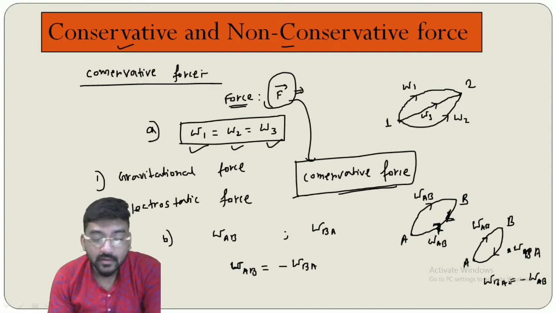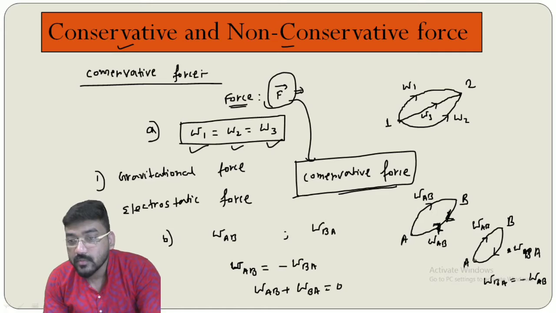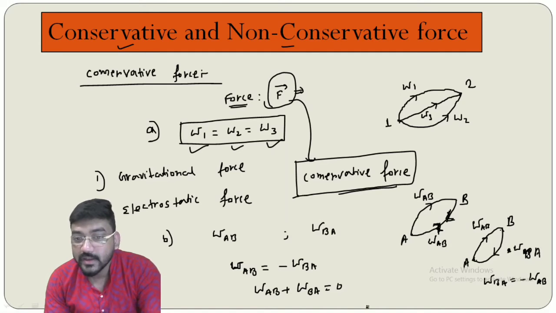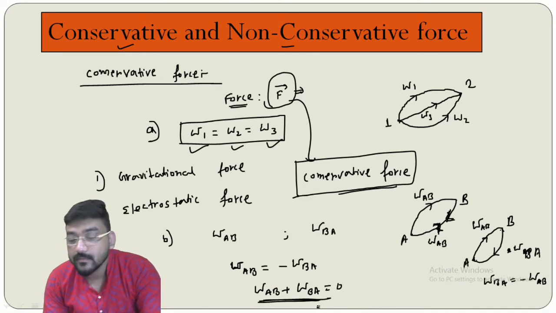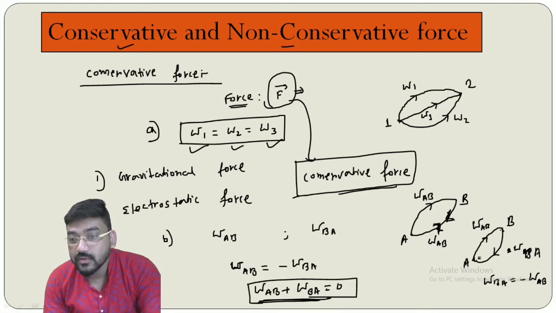From here you can say, WAB plus WBA is equal to 0. So if you go from this point to this point and then from this point back to this point, the total work done along this complete cycle is 0. This is also another property of conservative force: under a conservative force, the total work done along a closed path is 0.